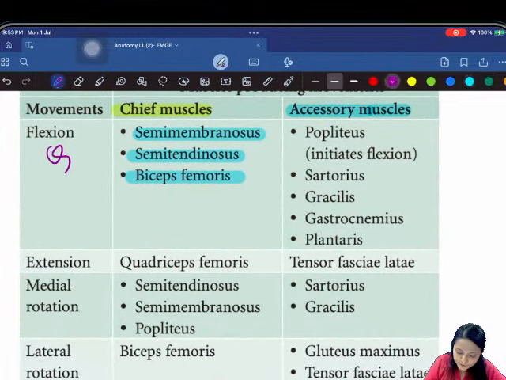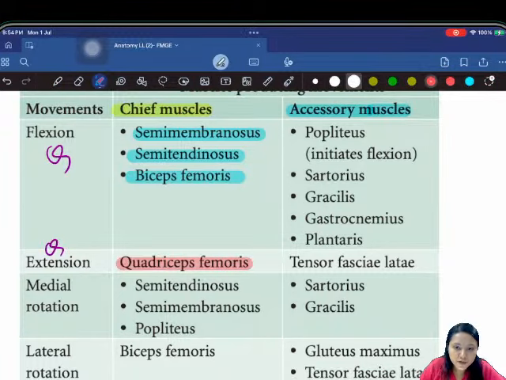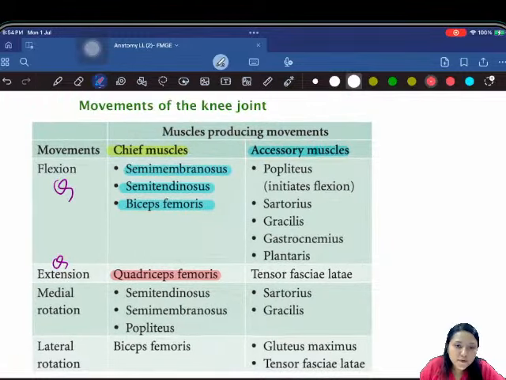What is the main muscle which is helping in extension? So the main muscle helping in extension is your quadriceps femoris, and tensor fascia lata will help it. Okay, so quadriceps femoris for extension, semimembranosus, semitendinosus, and biceps femoris for flexion. Medial rotation के लिए, for medial rotation you have semimembranosus, semitendinosus, and popliteus, and for lateral rotation you have biceps femoris. So this chart is very important for you to remember. I hope you just try to remember this chart and it will be easy for you. Okay.